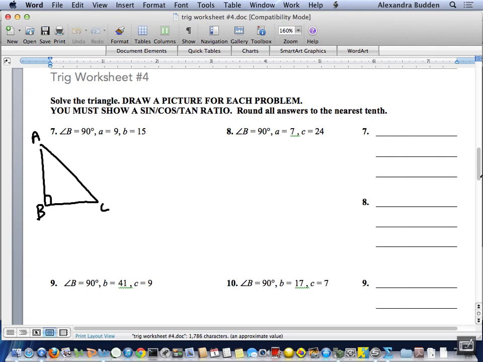This time we're told A is 9, B is 15. Okay, so this is different. The last 2 problems we did, we were given one of the angles. Now we're given 2 of the sides. I'm going to start by finding the third side using Pythagorean theorem.